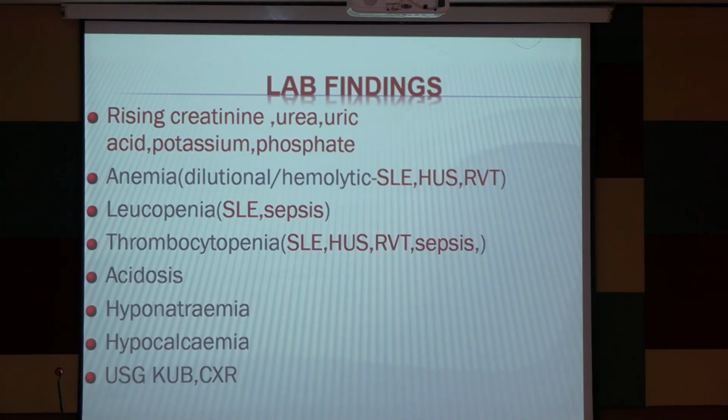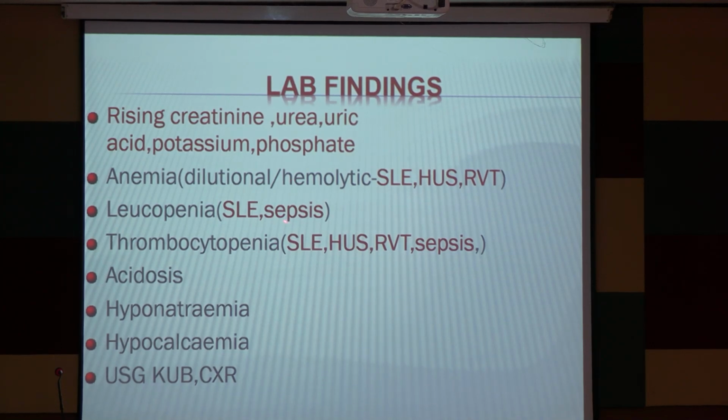Laboratory findings. Laboratory findings increase the urea and the creatinine level and the potassium and the phosphorus level. আর কি পাওয়া যায়, এটা তো সবাই জানে যে increase the urea creatinine level. Anemia, if there is the anemia due to the dilutional anemia, and in case of the SLE or the hemolytic uremic syndrome or the renal vein thrombosis, it is due to the hemolytic cause, and leukopenia is the features of the SLE and the sepsis. If there is the severe sepsis, then it is the leukopenia.